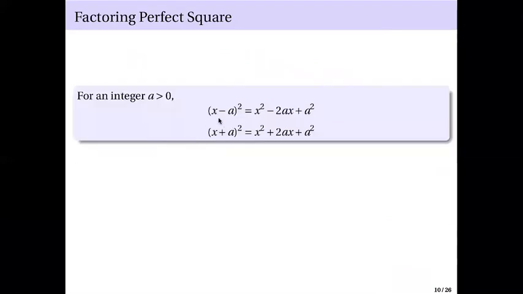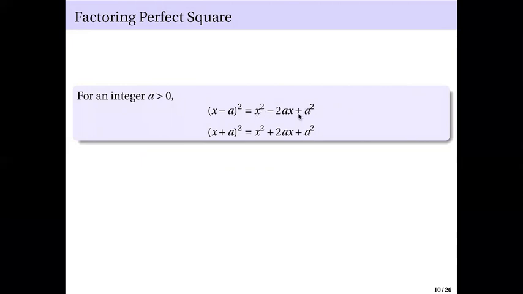Now, we factor perfect squares. So remember the perfect squares. We have a formula in order to find the square of a binomial. So we just reverse the process. So recall this: (x minus a) squared is x squared minus 2ax plus a squared, or (x plus a) squared is equal to x squared plus 2ax plus a squared.